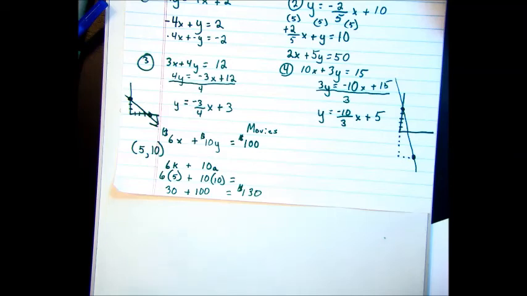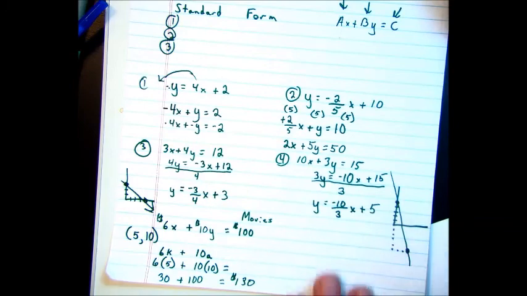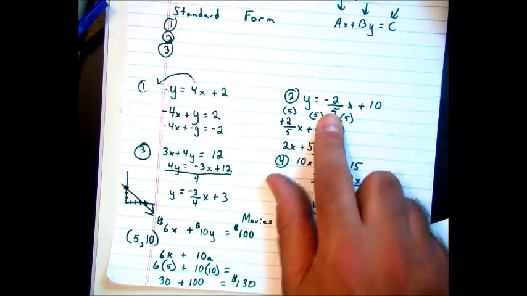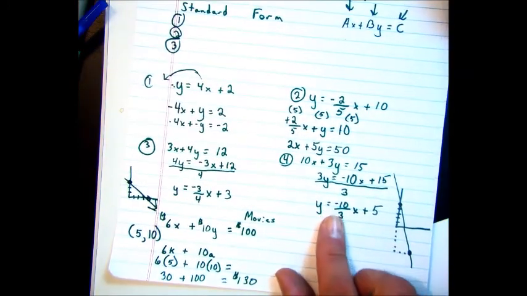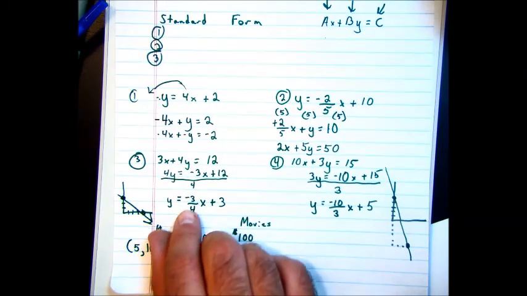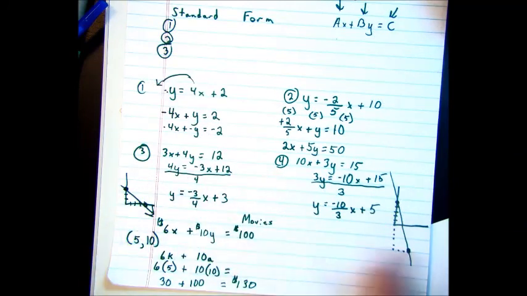All right, so that is 3-2 in a nutshell, being able to take standard form, changing it into slope-intercept form, and back. Now the nice part is you can identify what the slope is. How? The slope is -2/5. The slope is -10/3. The slope is -3/4. Y-intercept, being able to graph. All right? That's why we move forwards and backwards.